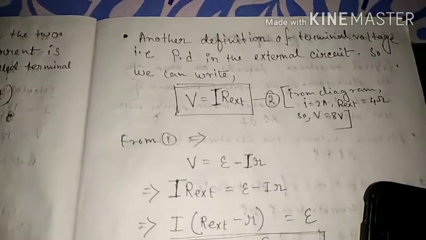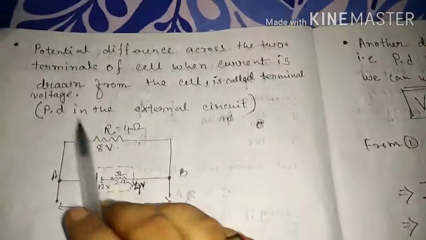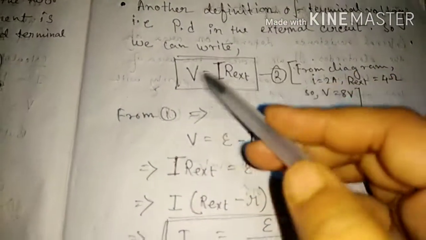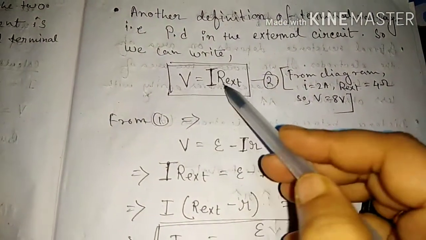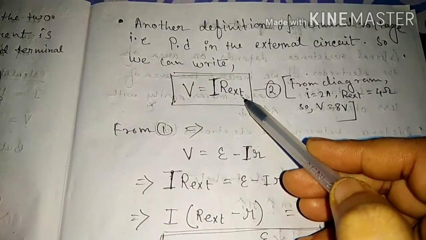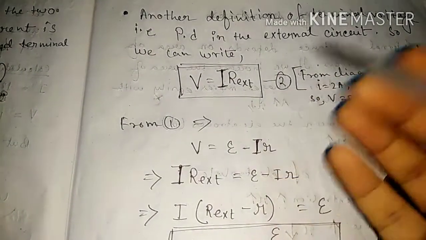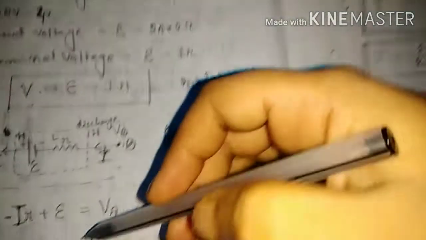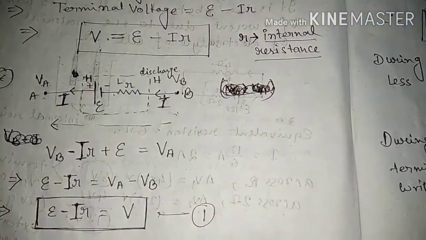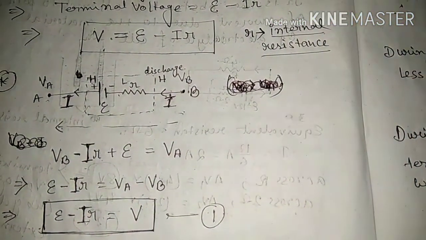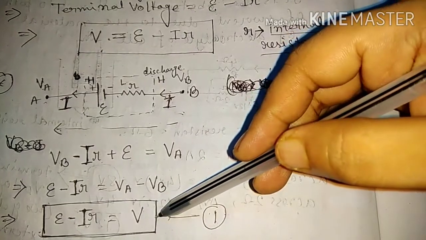So another definition means this one, potential difference in the external circuit. We can write the terminal voltage V equals to I into R external. That is from the Ohm's law, V equals to IR. So this is equation number 1 and this is equation number 2. From these two equations, both are the equation of V.